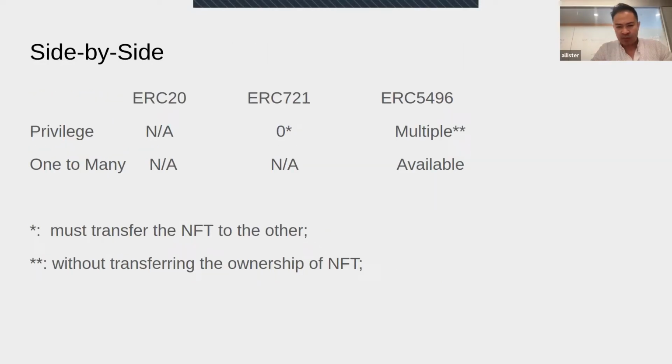A quick look at a side-by-side. As we can see, ERC-5496 has the attribute of being able to hold multiple perks, rewards, and privileges, and this notion of a one-to-many use case would be available on 5496, where it's currently not available for 721.